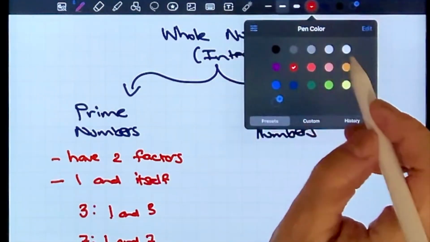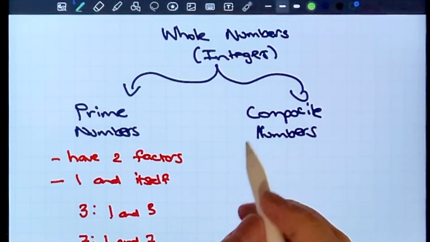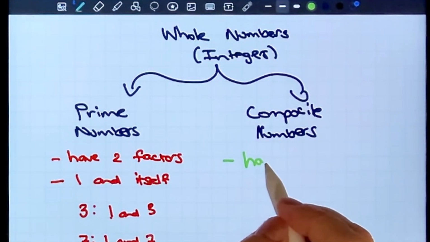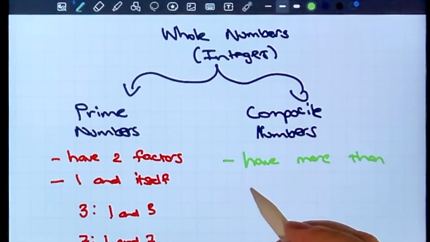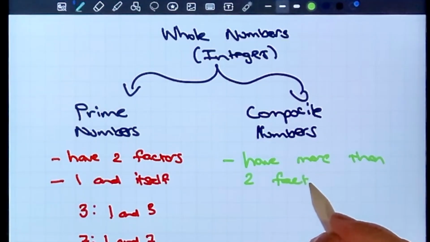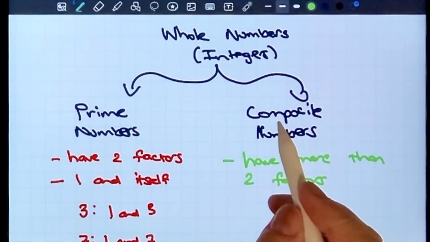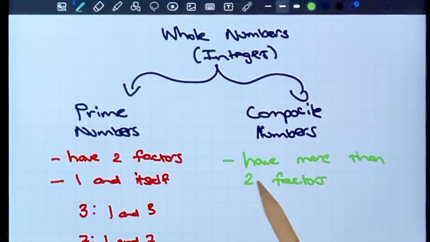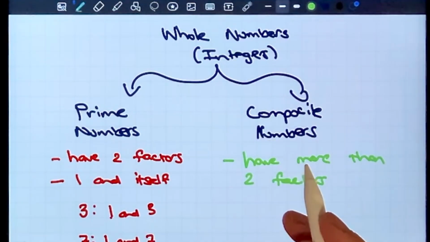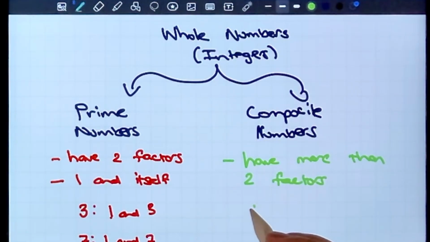Now, numbers that have more than 2 factors are considered composite numbers. So that's pretty much all the other remaining numbers. So for example, the number 8. So 8 has more than 2 factors.